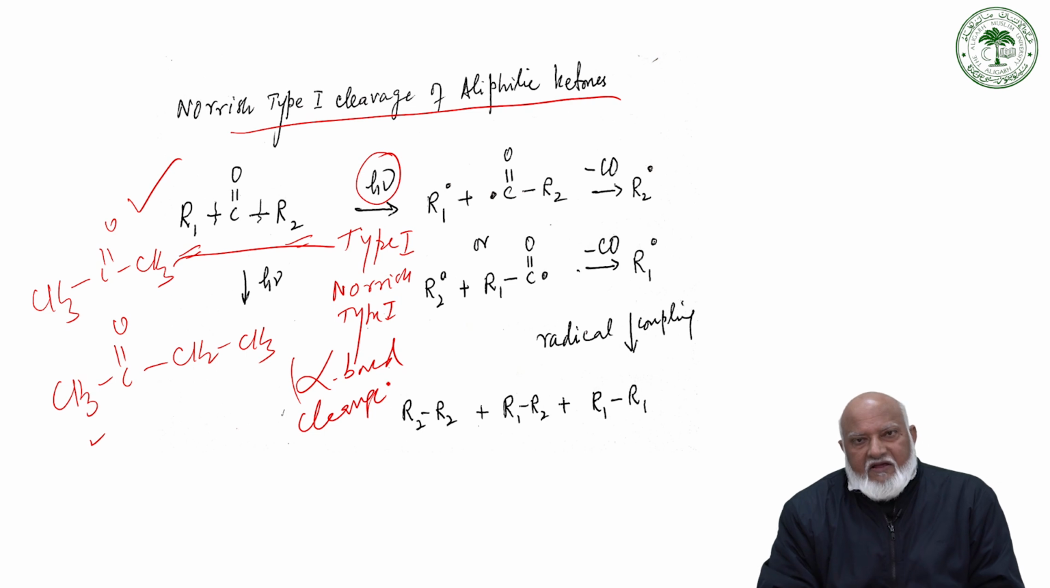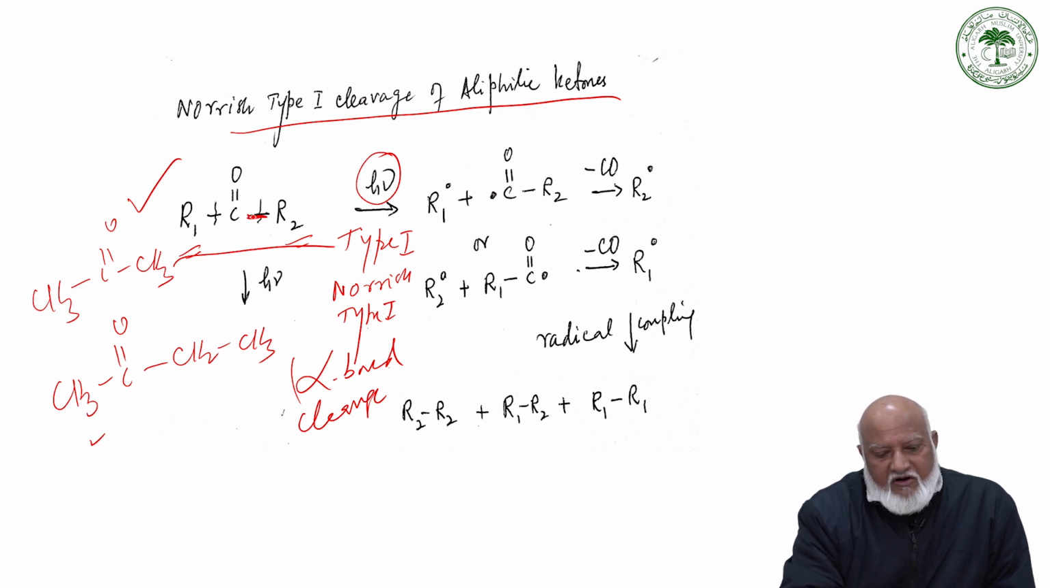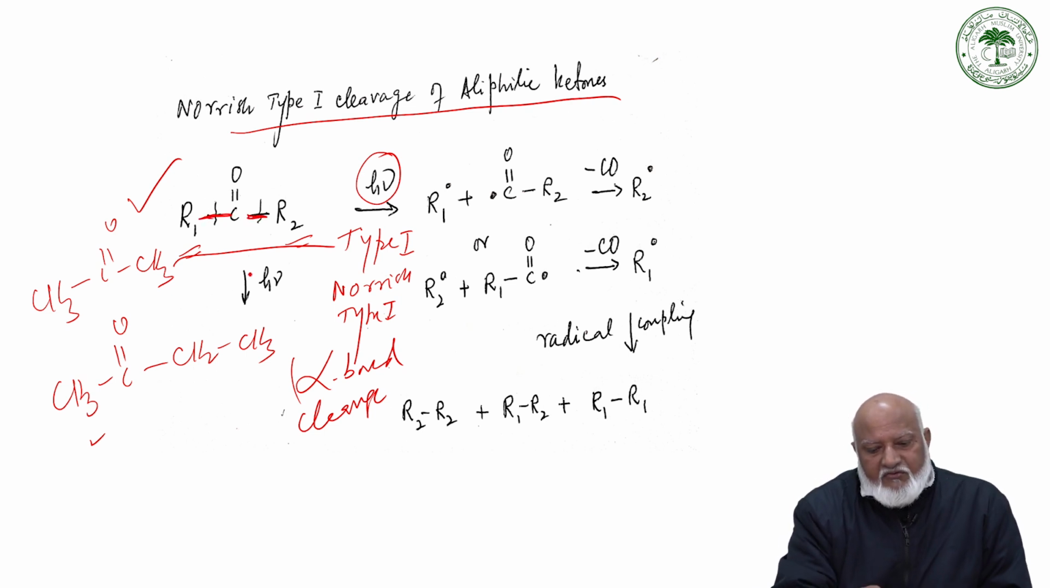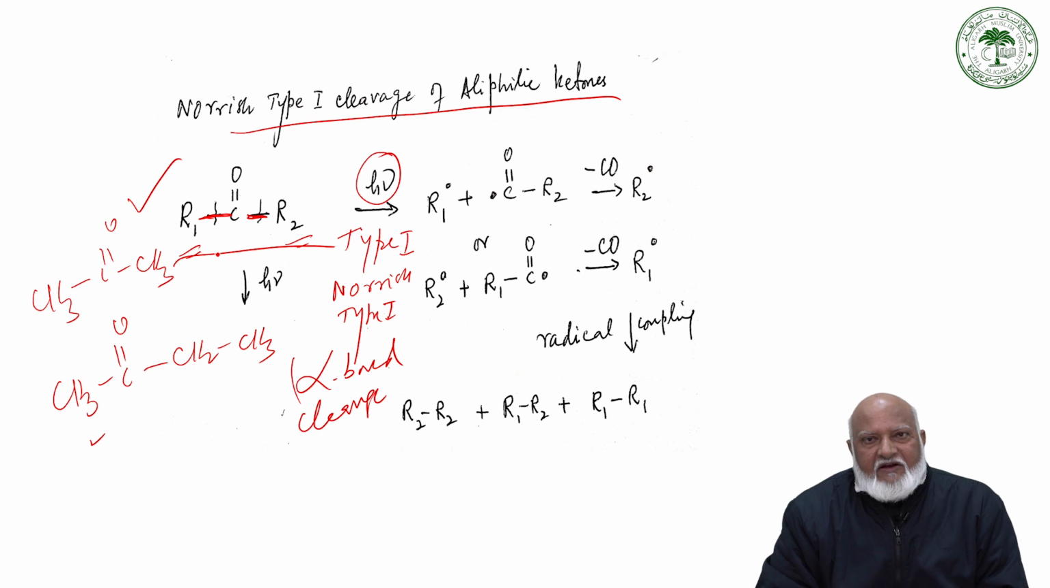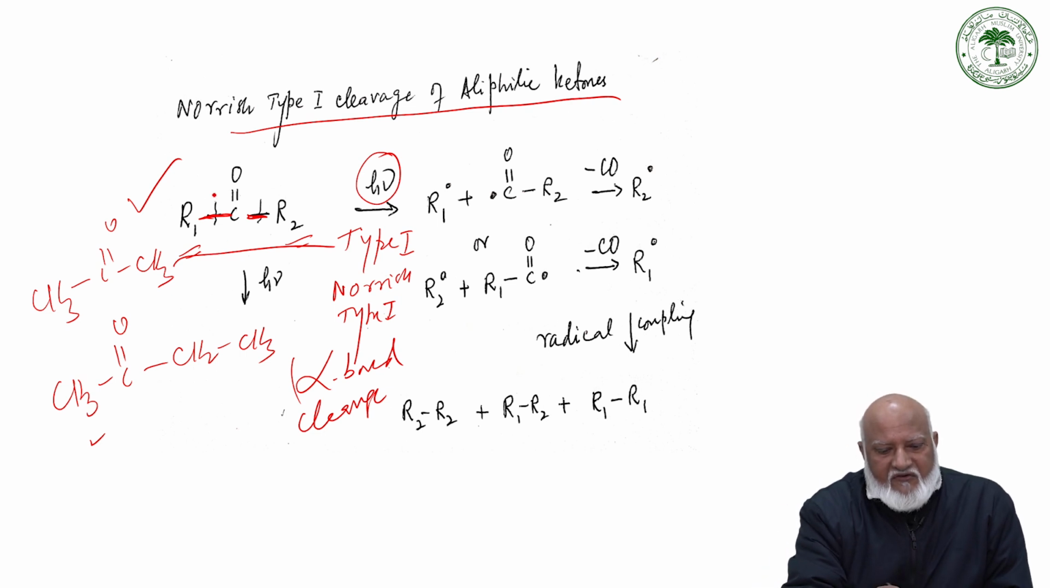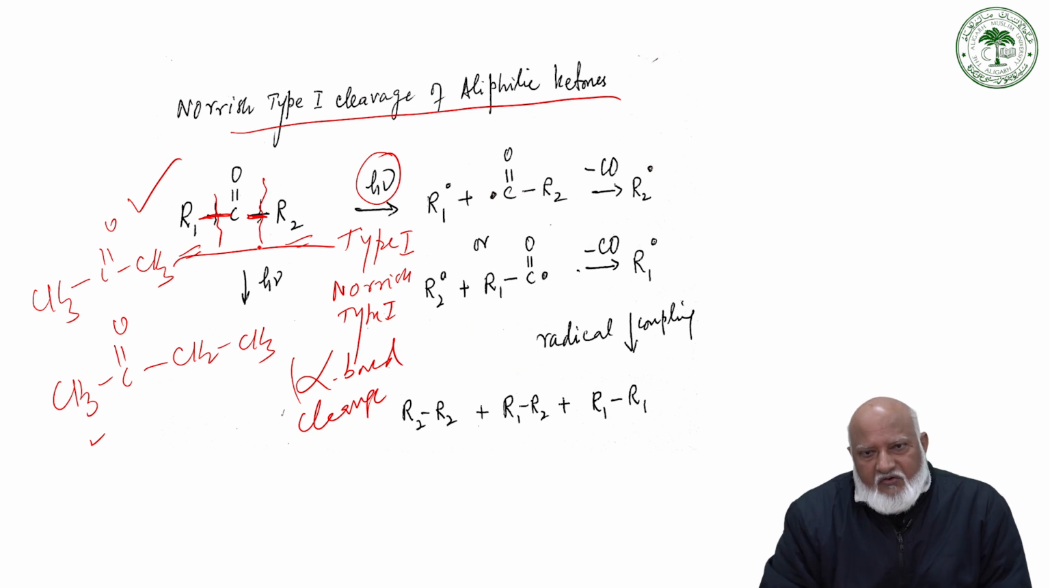I have mentioned the alpha bond cleavage is the bond next to the carbonyl. If R1 and R2 are different, then of course it is going to give you 2 different alkyl radicals. So it can definitely either cleave this or cleave this. Of course, it also depends upon the stability of the alkyl radical as well. The more stable radical will form first, but still other possibilities we cannot rule out.